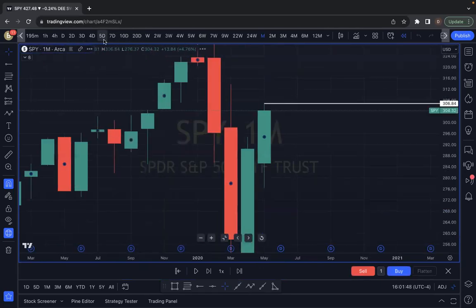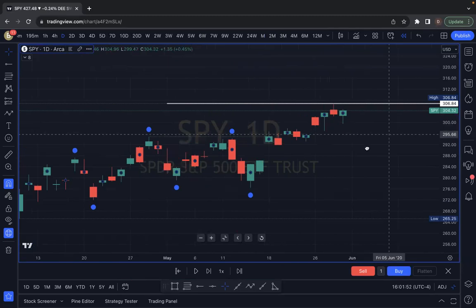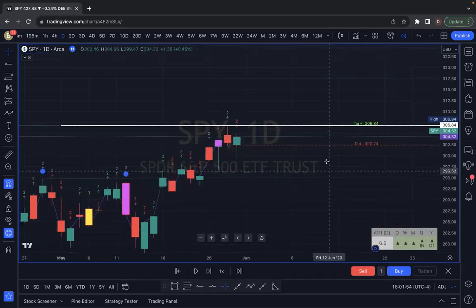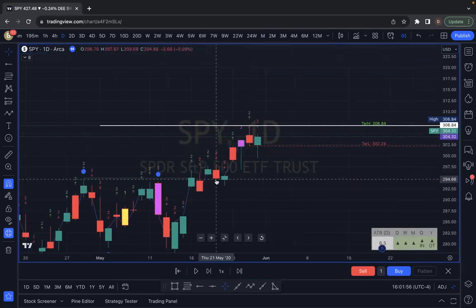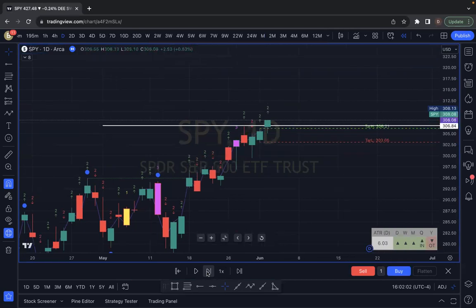If we hop down to a smaller time frame, let's say a daily. So let's watch how this triggers. Let's see how it triggers. So as of right now, we have this 2 down hammer. Let's see how we trigger this. So we got a 2 up right there, right?